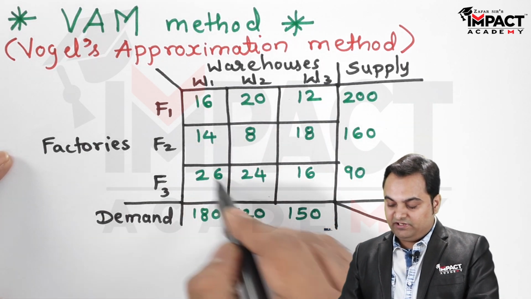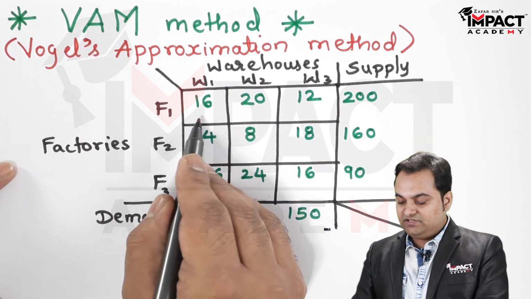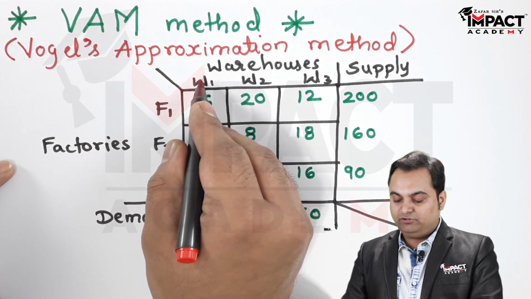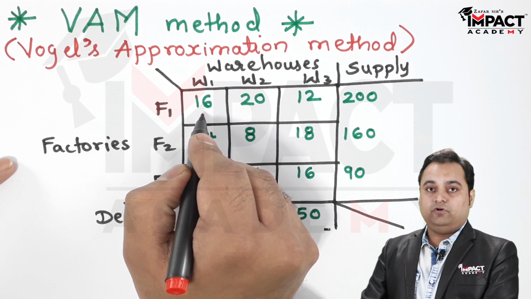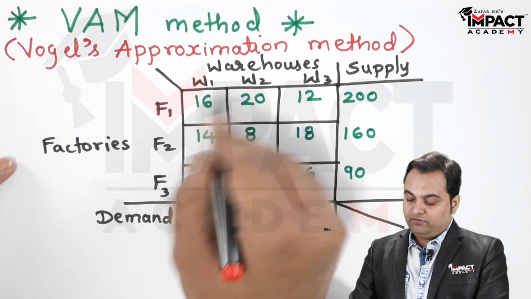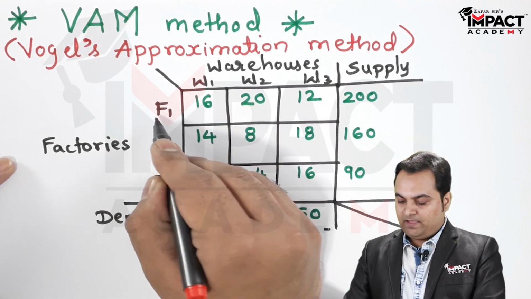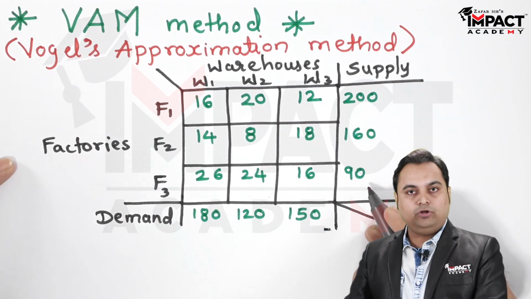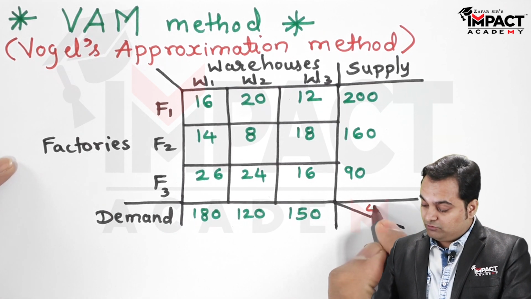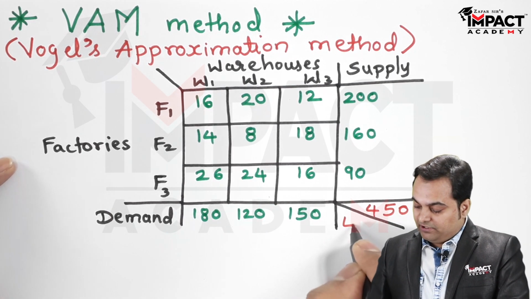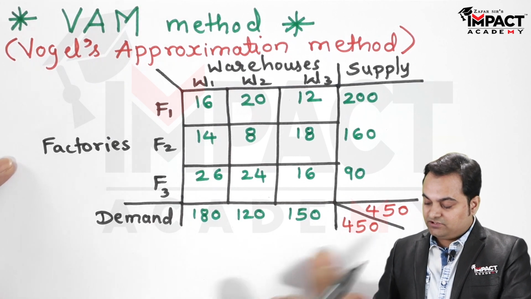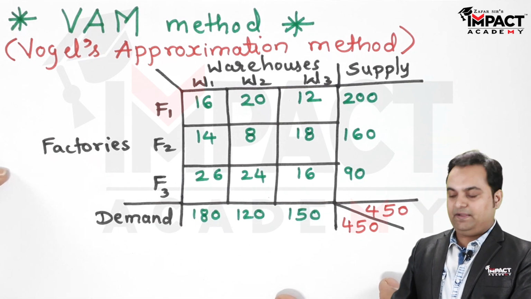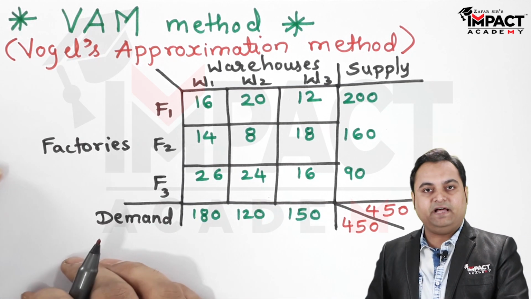And whatever is given in these cells or matrix, these are the unit costs to transfer the material from one place to another. Like from factory F1 to W1, the cost would be 16 for one single product. From F1 to W2 it is 20. From F1 to W3 it is 12, and so on. Now when I add up all the total supply values, this comes out to be 450, and total demand is also 450. Since both are equal, such kinds of problems are called balanced transportation problems, and with that we can start the problem directly.